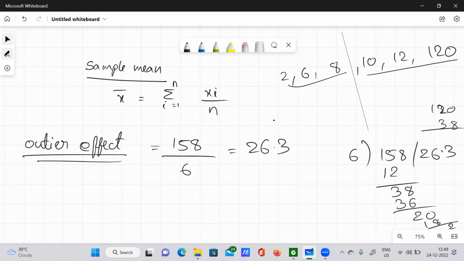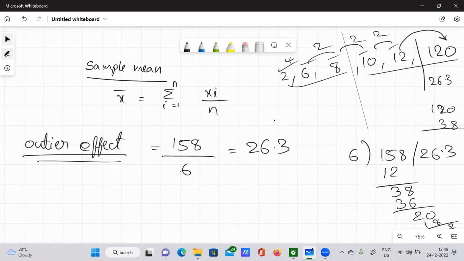Where is the 26.3? In between this 12 and 120, right? There lies our mean, that is 26.3. Is this the correct solution for this problem? No. Why? Because here 2, 6, 8, 10, 12 are in a kind of range, right? These all have some two difference. The difference between 2 and 6 is approximately 4, and here approximately 2, 2, 2. So the difference is almost equal, but here the difference would be huge.